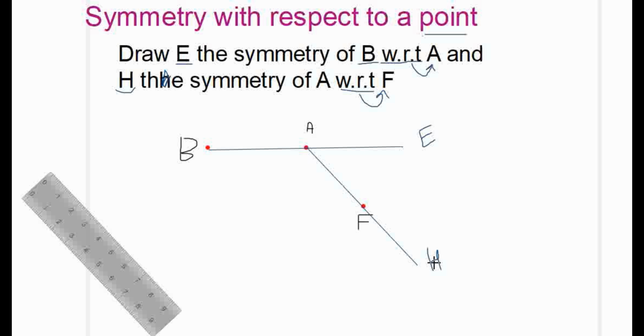So H is the symmetry of A with respect to F. F is in the middle. So this is the symmetry with respect to a point. Very easy to draw, very easy to understand and remember. We just look at the letter in between, and we measure.